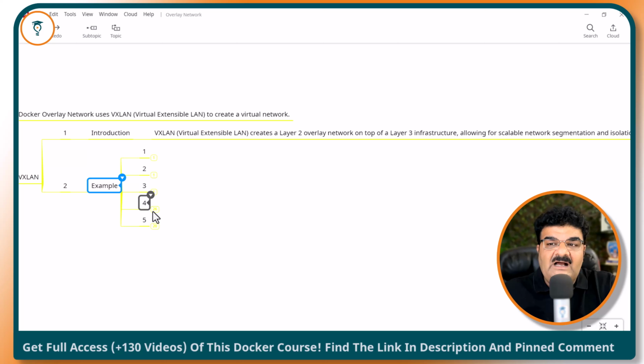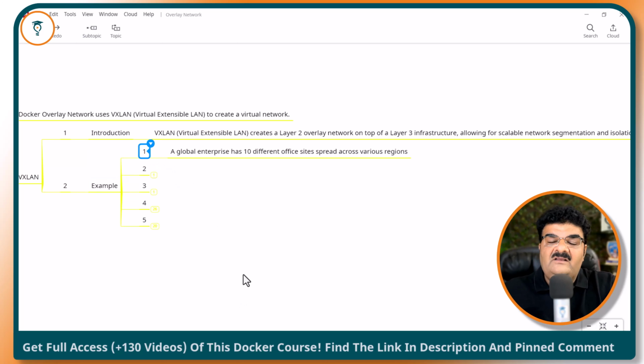Now here, I am going to give you an example which will help you get a clear understanding of VXLAN technology. Let's say that a global enterprise has 10 different office sites spread across various regions. Let's say that in India, there is one company having 10 different sites. They have one site in Mumbai, another in Hyderabad, Bangalore, Chennai, Trivandrum, like they have sites all over India.